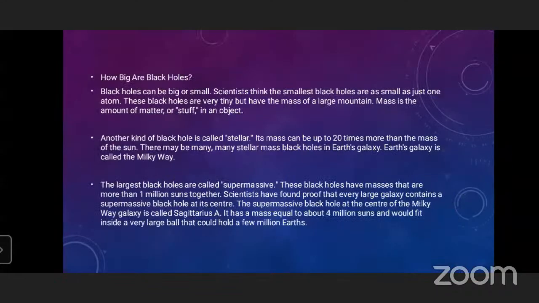Many have questions like how big these black holes may be. Black holes can be big or small. Scientists think that the smallest black holes are just the size of an atom. They are very tiny, but they have the mass of a large mountain. Another kind of black hole is called a stellar black hole. Its mass can be 20 times the mass of our Sun.